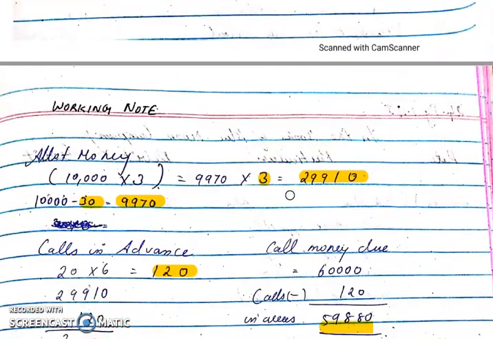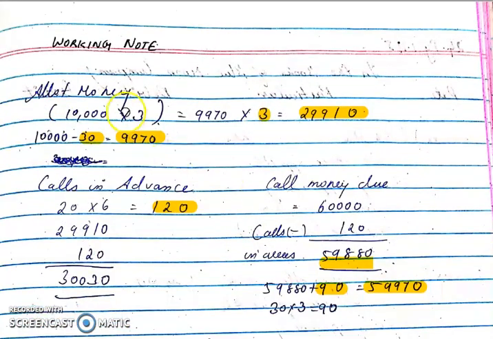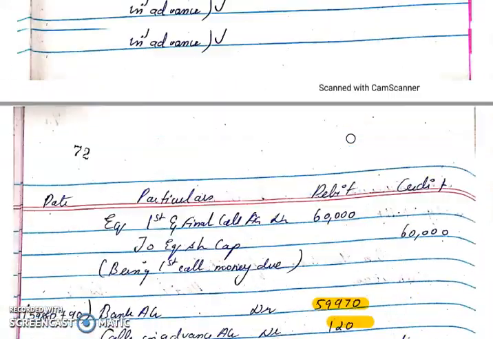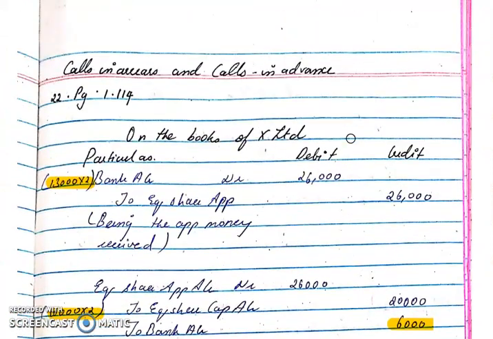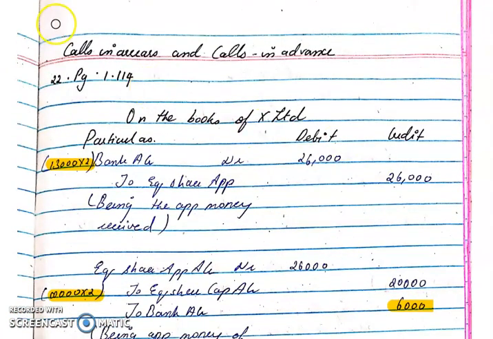So just go through the working note. This is working note 1, this is working note 2. So this is a model which has both calls in arrears and calls in advance.